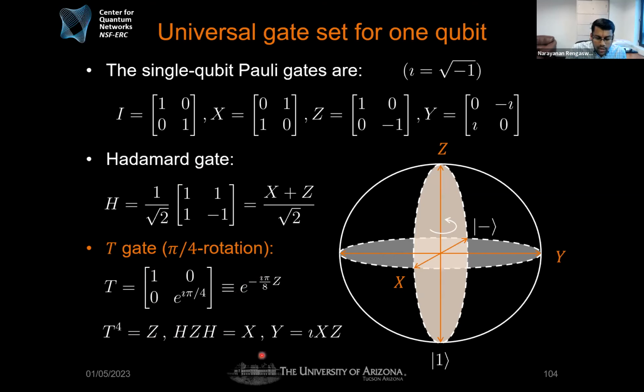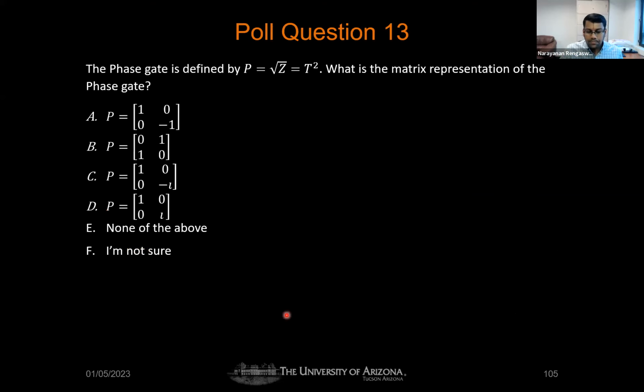Now, at the end, I've just shown you how to get back these familiar matrices from the T and Hadamard. For example, if you exponentiate T four times, you get back your Pauli Z. And if you conjugate, if you just sandwich the Z between Hadamards, you get X. So you can exponentiate T, get a Z, and then using the Hadamard, you can get X. And then Y is just a combination of X and Z. So I've just quickly shown you how you can put together these operations.